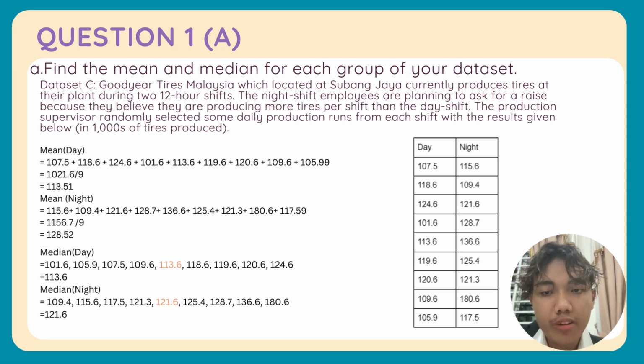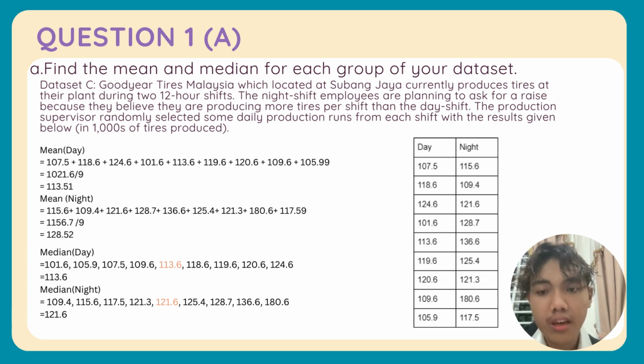I'm going to do question 1A, find the mean and median for each group of a data set. I already put the data from Excel on the right hand side. For the mean of day and night, you need to add all of them and divide by 9, because there are 9 data points.